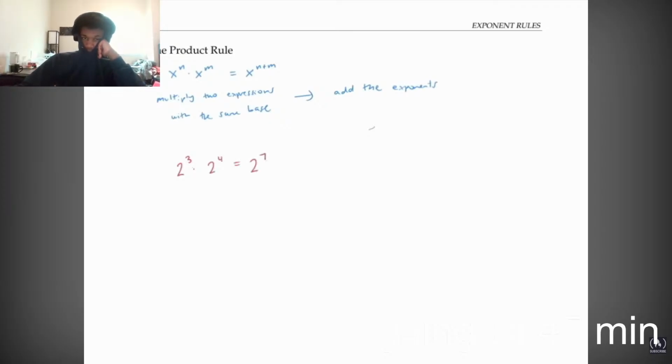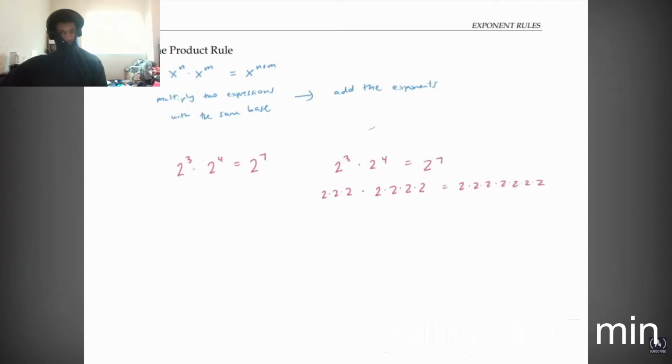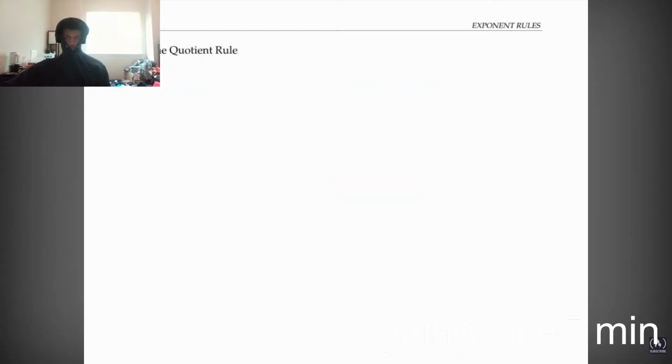And that makes sense because 2 cubed times 2 to the 4th means I multiply 2 by itself 3 times, and then I multiply that by 2 multiplied by itself 4 times, and in the end I have 2 multiplied by itself 7 times, which is 2 to the 7th. I'm just adding up the number of times it's multiplied in each piece to get the number of times it's multiplied total.